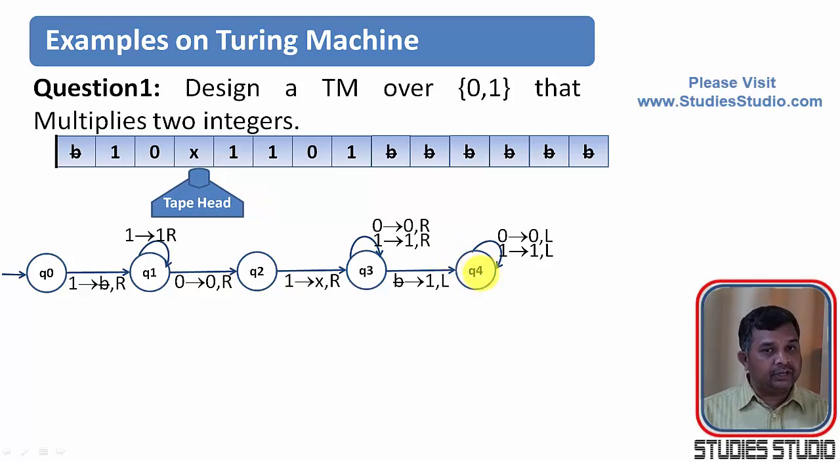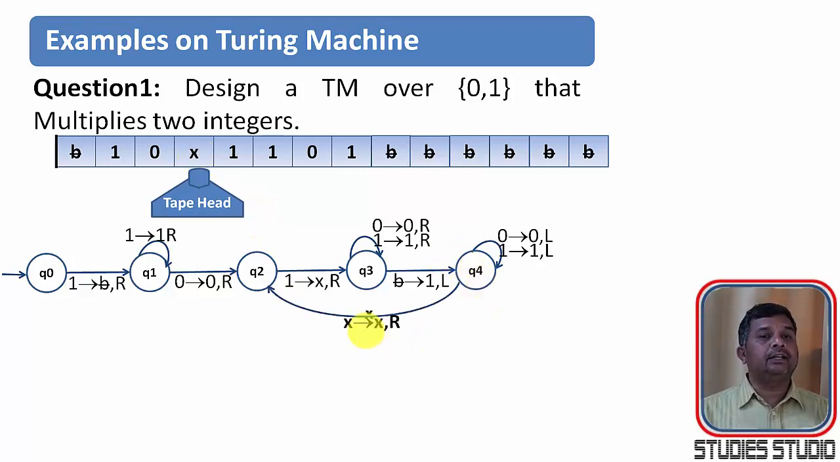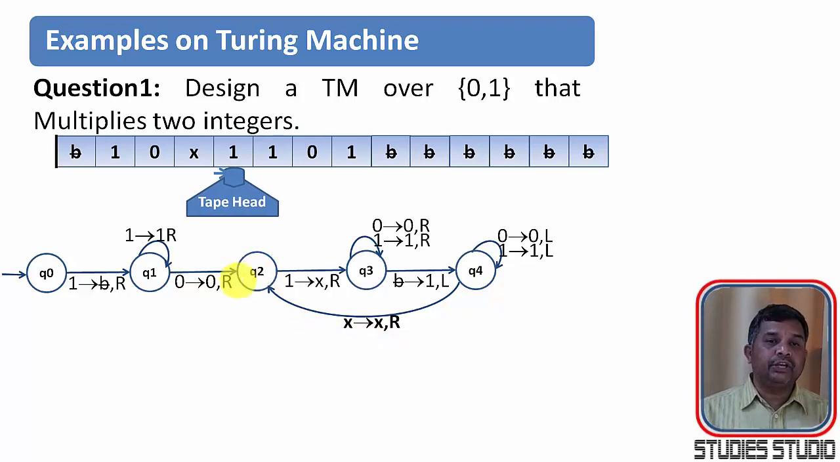So I am at state Q4. I am getting X. So what I'll do? I'll write X onto it and I'll be moving right. Now I am at state Q2. I got input symbol 1. The same thing I am going to repeat till any number of ones are left out here.